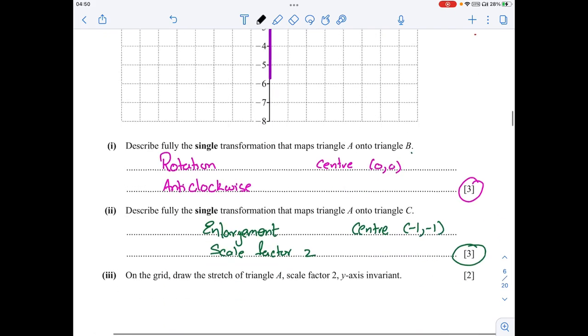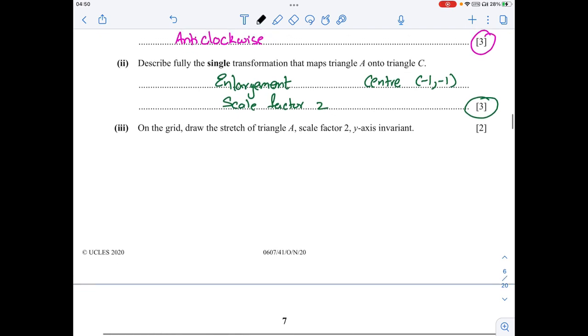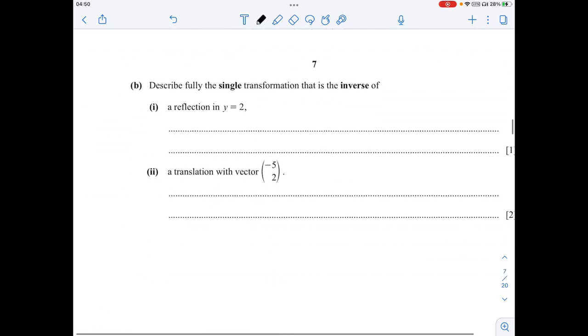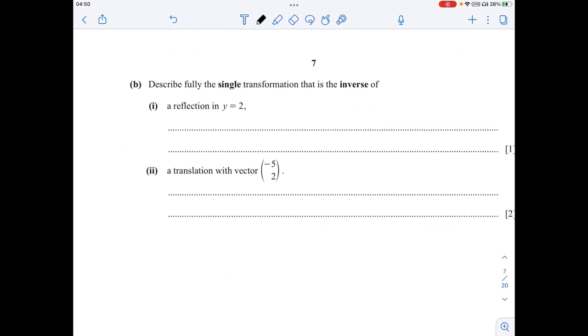This is the diagram. Is he asking us to mention any name? No, that's it. Now describe fully the single transformation that is the inverse of the reflection in y equals 2.